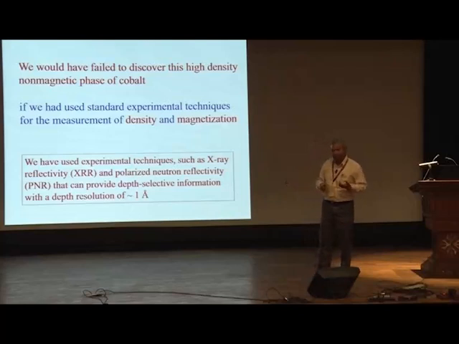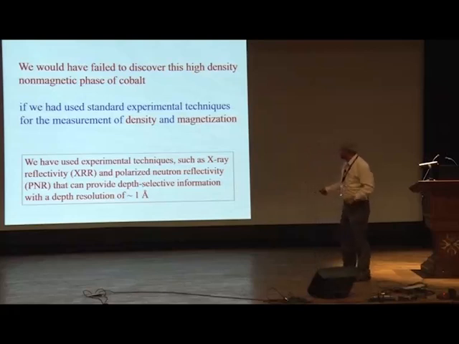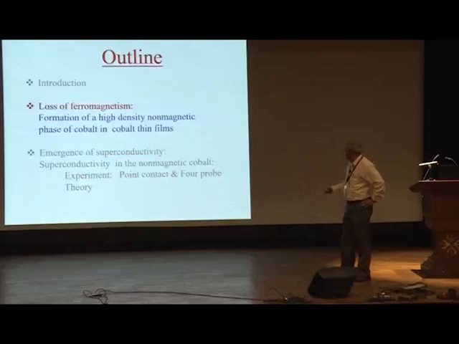So we actually applied very depth-sensitive techniques. From each depth, we can figure out what the density is and what the magnetic moment is there. And that is why we could find it out. So this is X-ray reflectivity and polarized neutron reflectivity. These are the main experiments that we carried out. So let me go into the experiments.